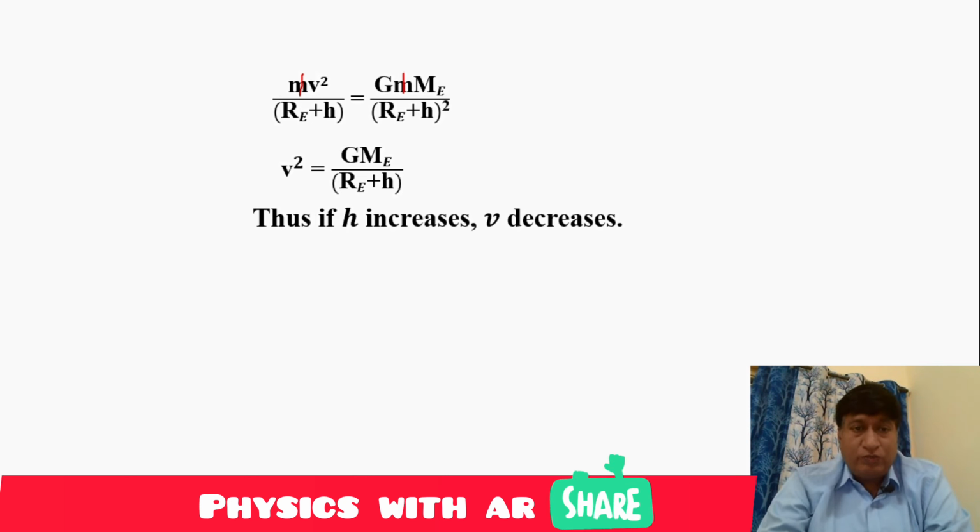This is similar to the orbital velocity which you have studied in previous concepts. So with this, what can we tell? If h increases, what about the v value? The v value will decrease here. Why? Because v is inversely proportional to the square root of its height.